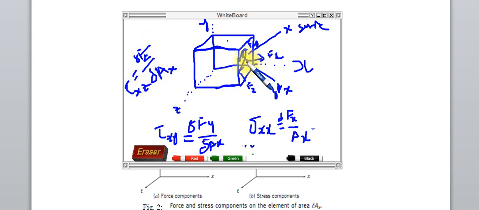So in one surface we have three stresses. One is normal and two are tangential. Similarly on this one, the force will be acting in this direction. So now you can see this is the x-y plane, in the y direction.